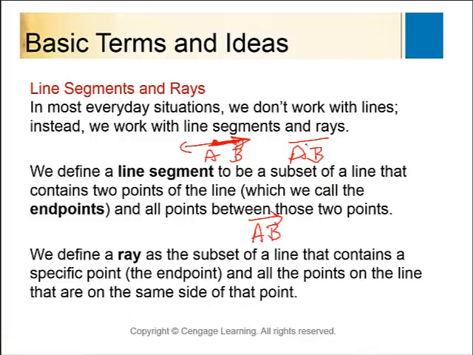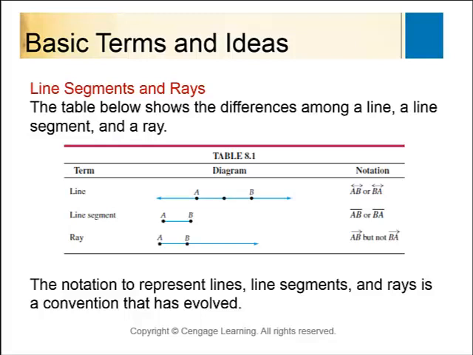Oh, there you go. Okay, so I could go this way, and that would be ray BA. Now ray BA and AB are not the same thing. One goes to the left and one goes to the right. Be sure and note that. This is a nice little table showing you what we just looked at.